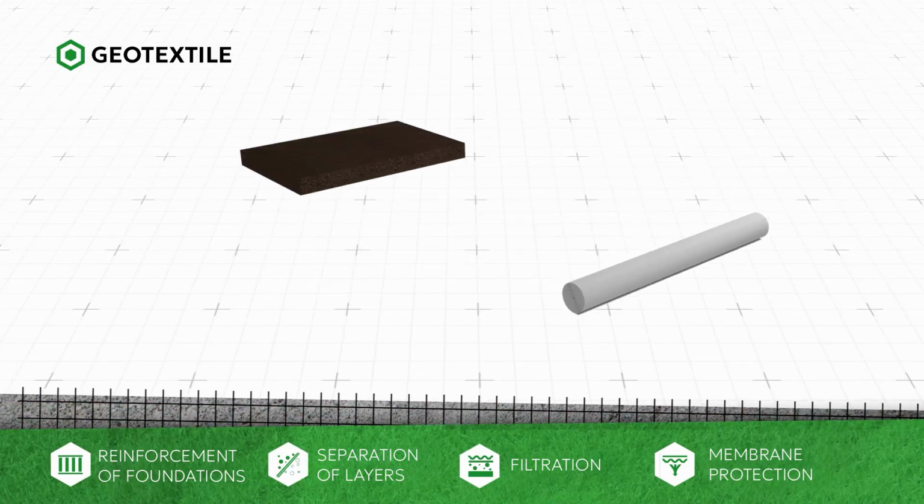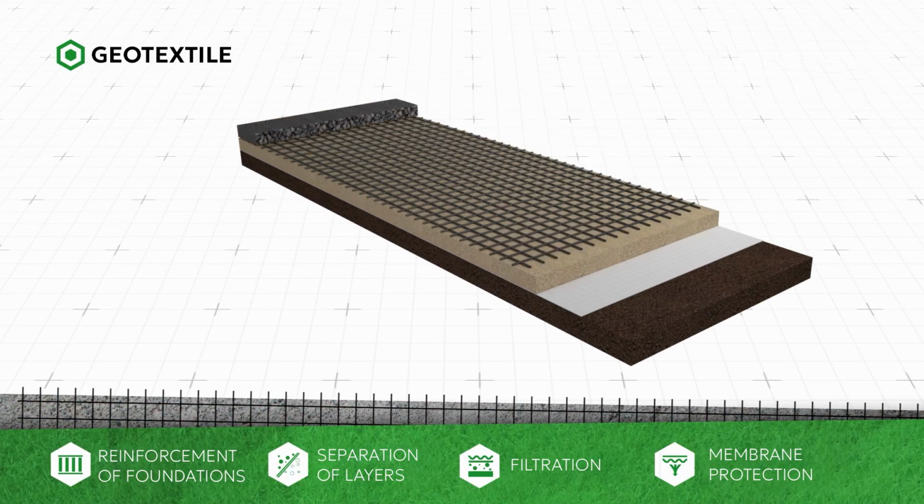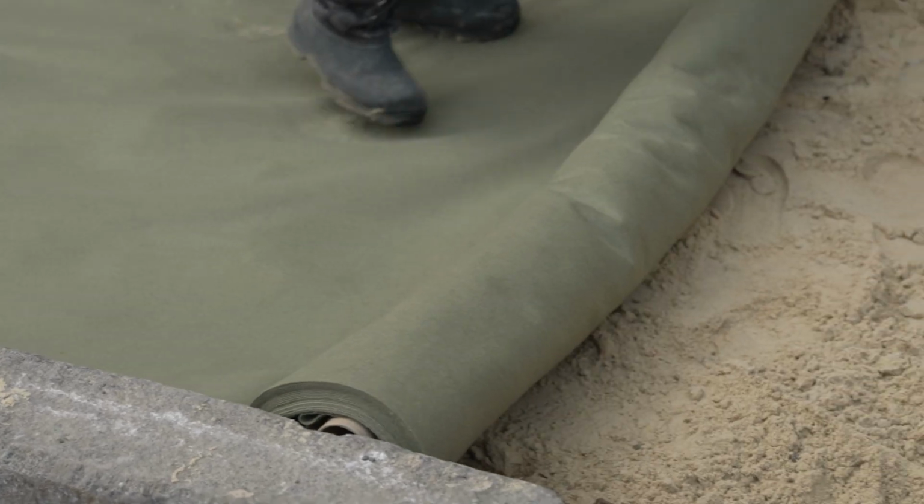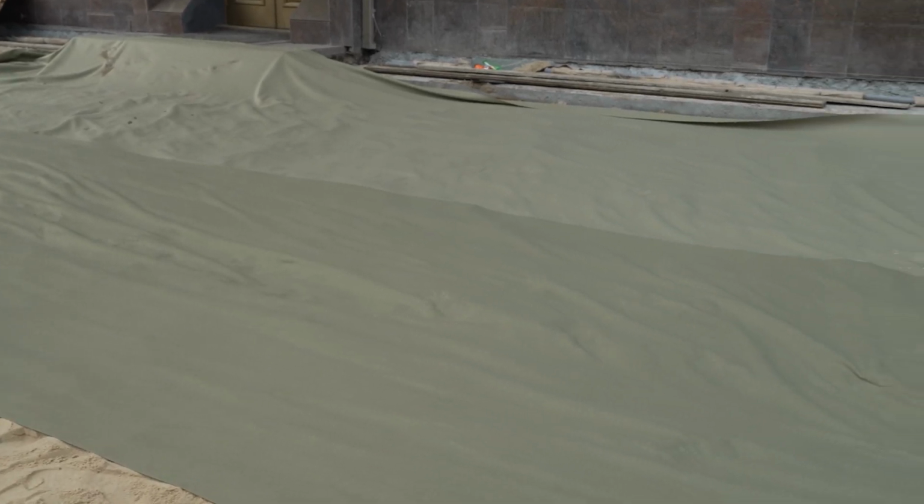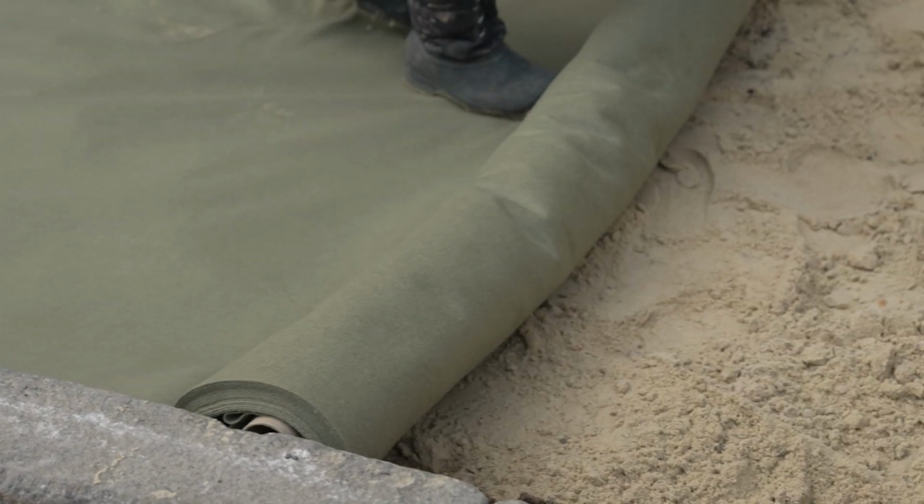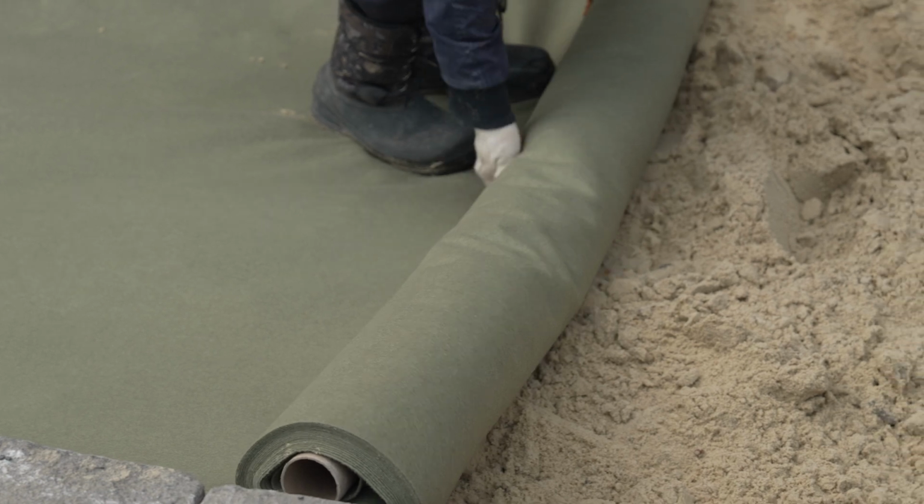Geotextile separates materials, preventing them from mixing, which ensures the stability of the base and an even distribution of loads. Its filtering properties protect drainage systems and prevent soil particles from washing away. It's used for separating layers and reinforcing in road, drainage, agricultural, earthworks, and gardening projects.